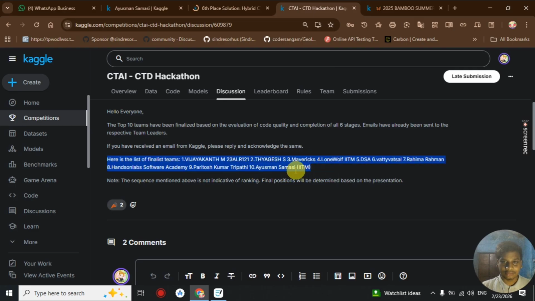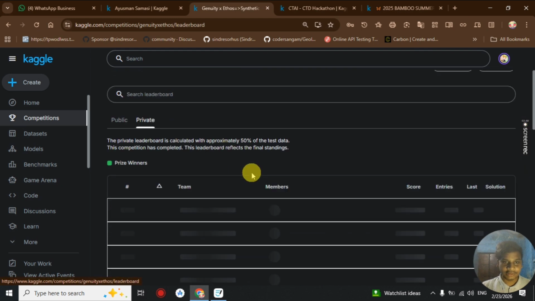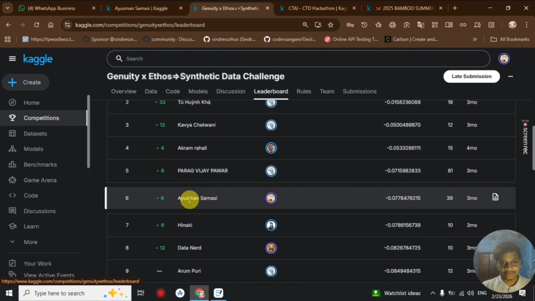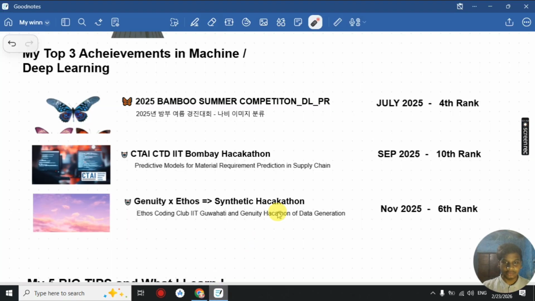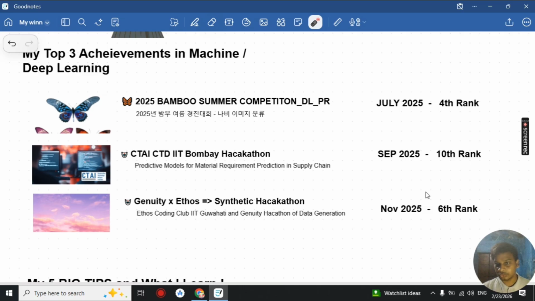So now for our next competition, which is the Genuity X Hackathon, which was proposed by IIT Guwahati. Here you will see that my rank was 6th, okay, with a score of minus 0.07. So this was done in November 2025, in which I got 6th rank here. So in short, I had done 3 competitions last year and the ranks were well satisfactory, okay?